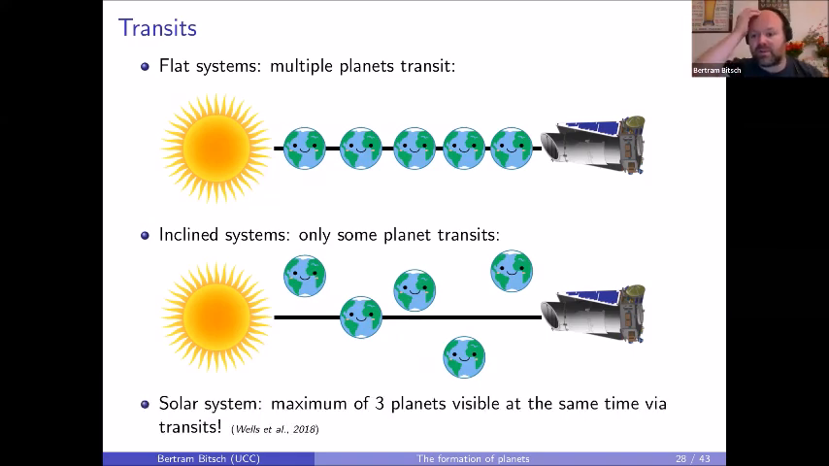This actually applies also to the solar system. The planets in the solar system have a little bit of mutual inclination. So if you were an alien observer trying to observe the solar system via the transit method, you could see a maximum of only 3 planets transiting at the same time, no matter how you would position your telescope. So even a small level of inclination will change our observational properties.